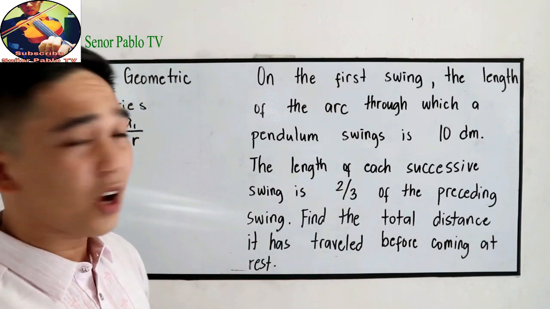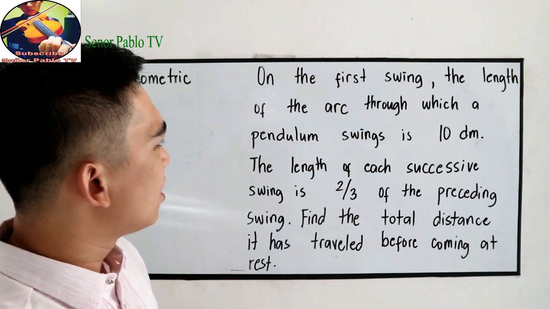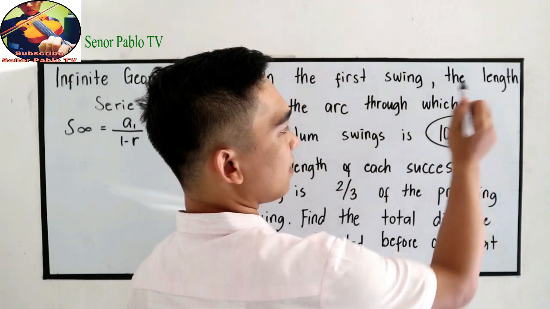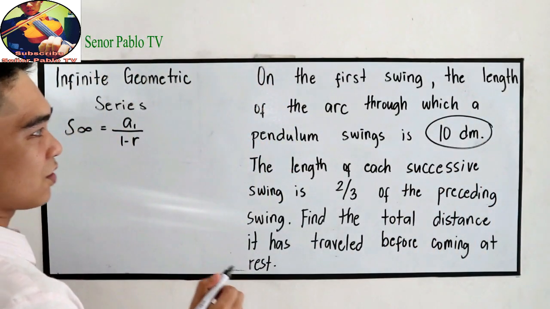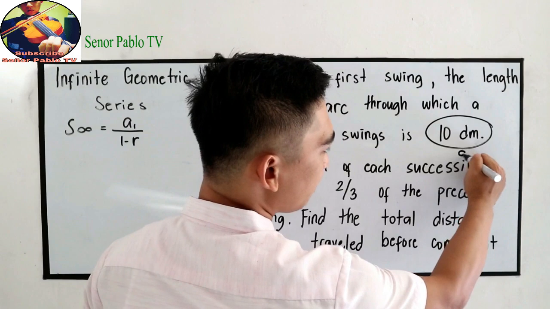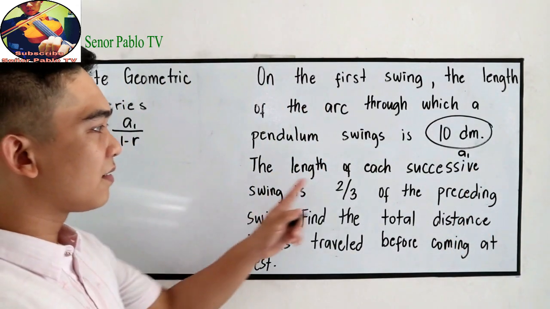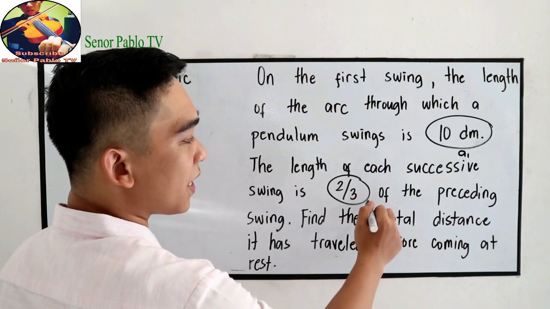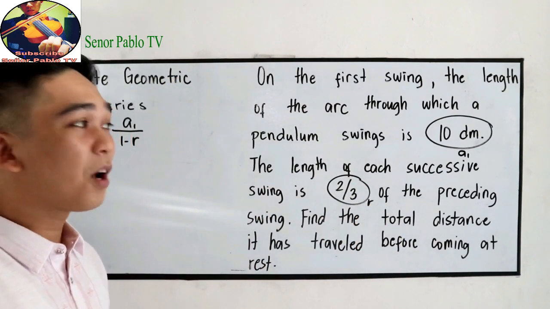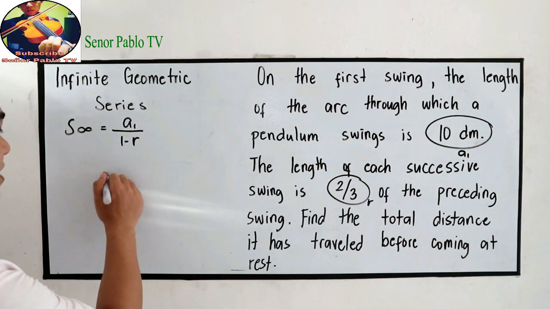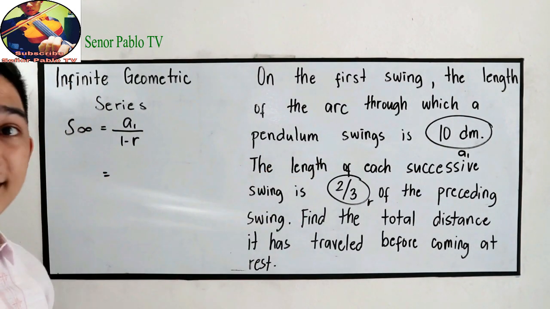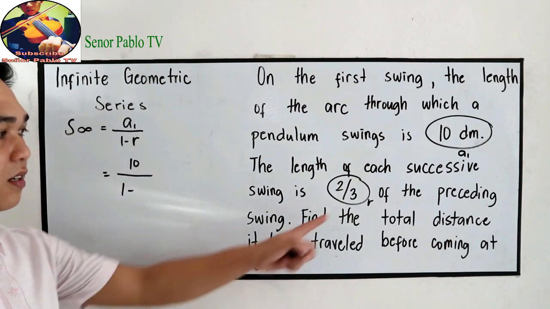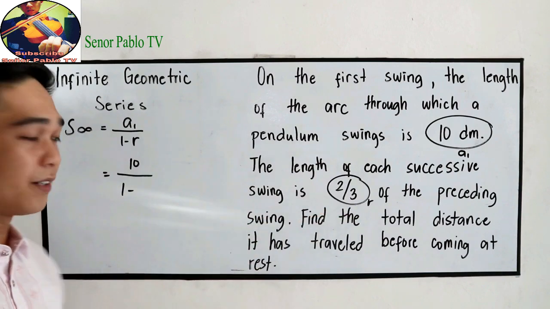So, determine natin kung ano ba yung given natin. So, meron tayo sa first swing niya ay 10 decimeter. So, yung magiging A1 natin. And the length of each successive swing is 2/3. So, ito ngayon yung magiging R natin. So, gamitin natin sa formula. S infinity, A1 is 10 over 1 minus R natin is 2/3.